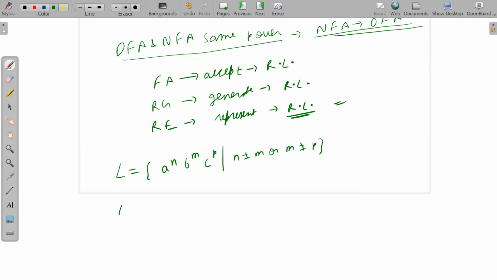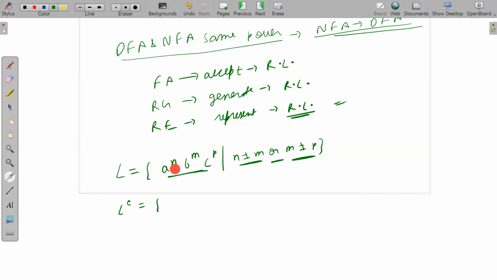This is your L. What about my L complement? L complement will contain lots and lots of things. Do not worry about it. I'm just saying that N is not equal to M or M is not equal to P. Since I have used the word or here, don't consider it as two comparisons. There is only one comparison.